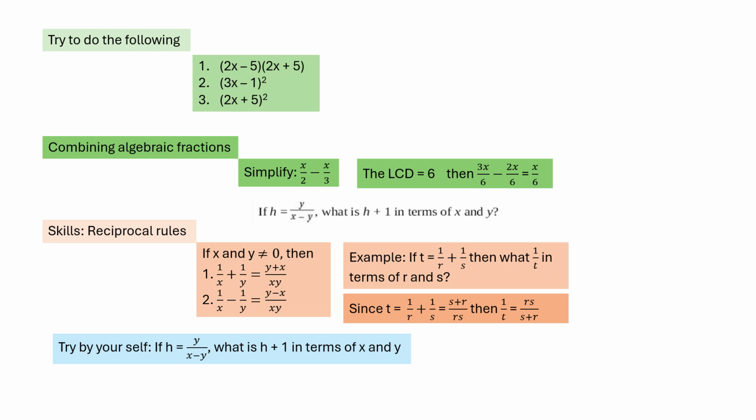Try by yourself. If h equals y over x minus y, what is h plus 1 in terms of x and y? The answer will be x over x minus y.